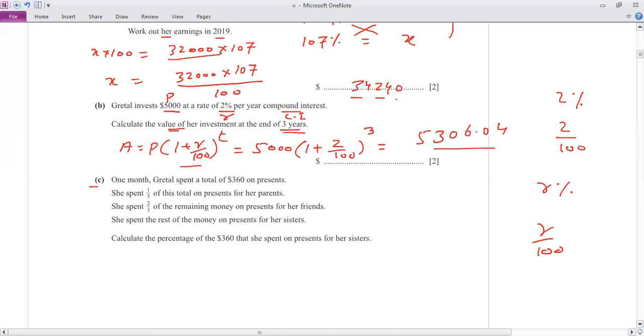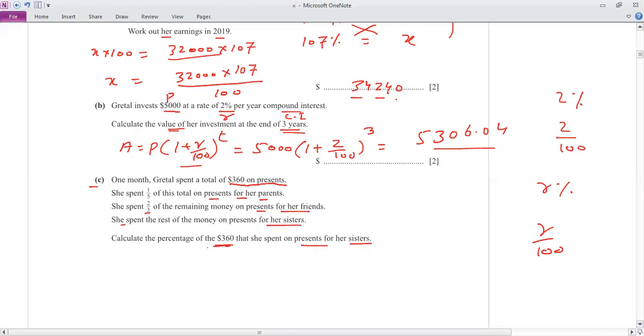So number 3: 1 month Gretel spends a total of $360 on presents. She spent 1/5 of the total on the presents for her parents, 2/3 of the remaining money on the presents for her friends, and she spent the rest of the money on the presents for her sisters. Calculate the percentage of the 360 that she spent on the presents of her sisters.